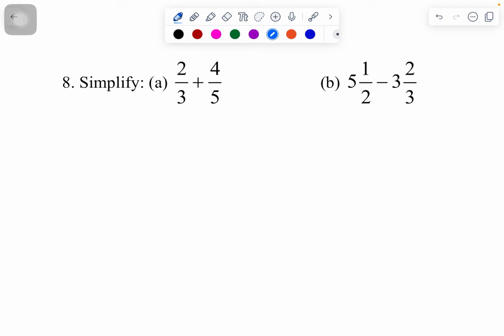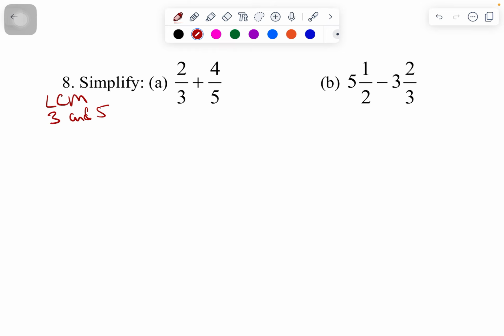For these two pieces, adding fractions and subtracting fractions, you have to have a least common denominator. You got to have a common denominator. So how do you find it? Well, I need the least common multiple for what you have as your denominators, which is 3 and 5.